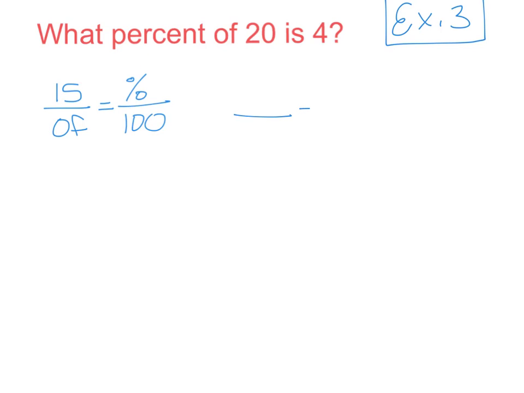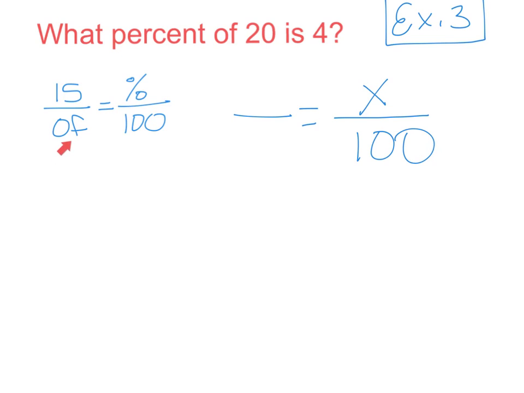So let me set this up. They're asking for a percent, so I know it's going to be out of 100, and I don't know what percent, so that's x. Now let me look at my part or my whole. I'm looking at the rest of the words, and it says of 20, and then is 4. So I'm going to try and figure out where those go.